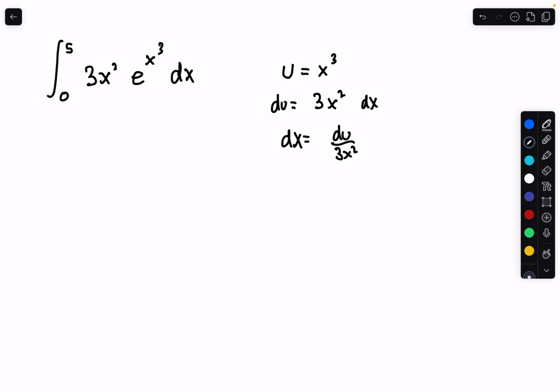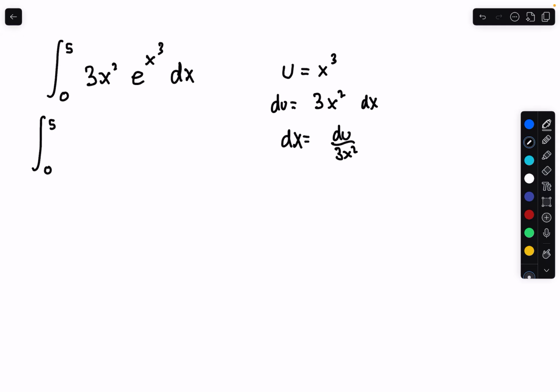We can now substitute in u, so we're going to have the integral from 0 to 5, and if you remember, we have to change the boundaries, or we can turn it all back into x at the end, which I think in this case is simpler. So we're going to turn it back into x at the very end. So we're going to keep it as 0 to 5 for now.